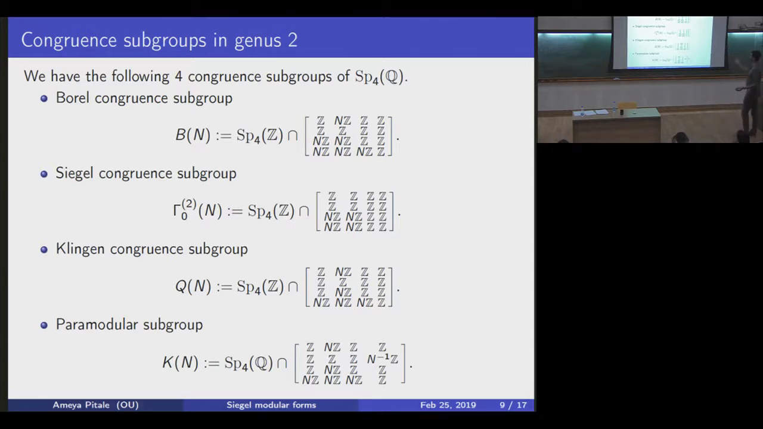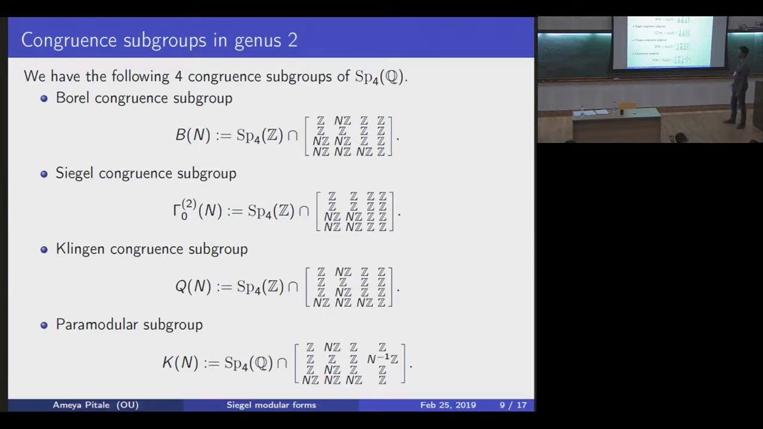And you can define Siegel modular forms with respect to any one of these congruence subgroups, and then you have to specify which congruence subgroup and what is the level. So you have to specify the integer n and what kind of congruence subgroup you have. And I just want to give you one example.